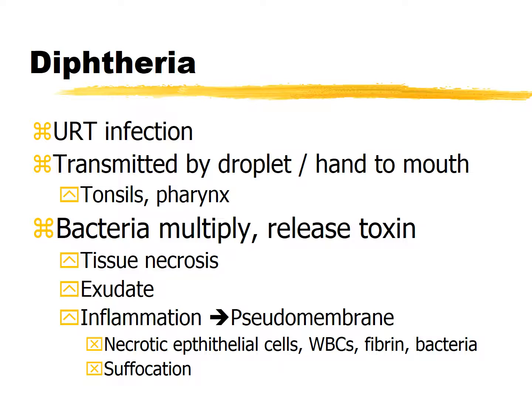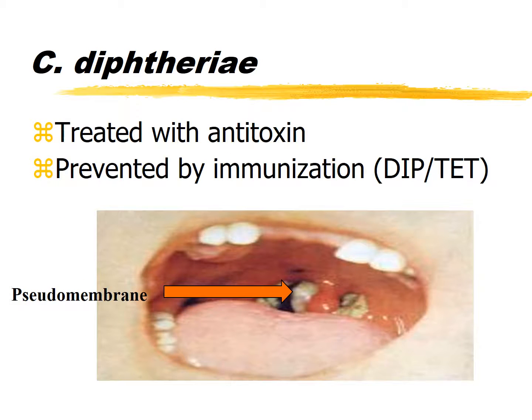Diphtheria causes an upper respiratory infection. It's transmitted by droplet or hand to mouth. Bacteria multiply and release the toxin. It destroys the tissue. An inflammatory response forms, and it causes a pseudomembrane, and the pseudomembrane eventually could lead to suffocation. That pseudomembrane is a key characteristic of Corynebacterium diphtheriae. It's treated with an antitoxin, and it's prevented by the immunization, the diphtheria and tetanus combined. And you can see this formation of the pseudomembrane.